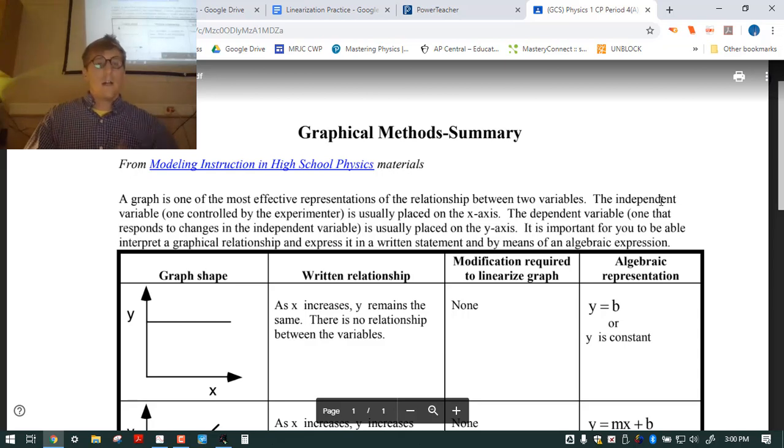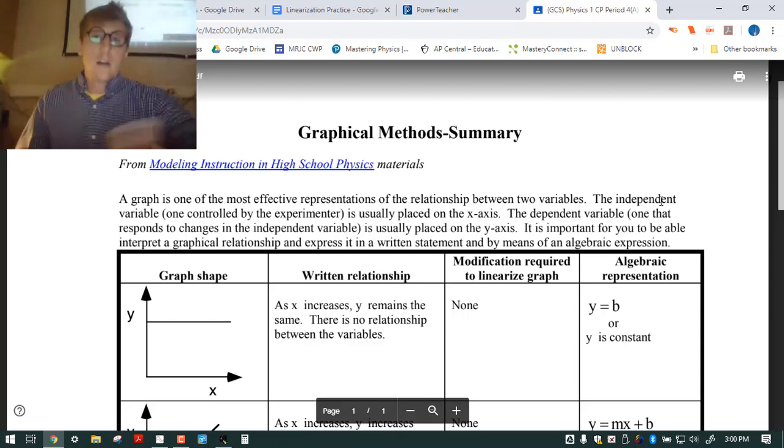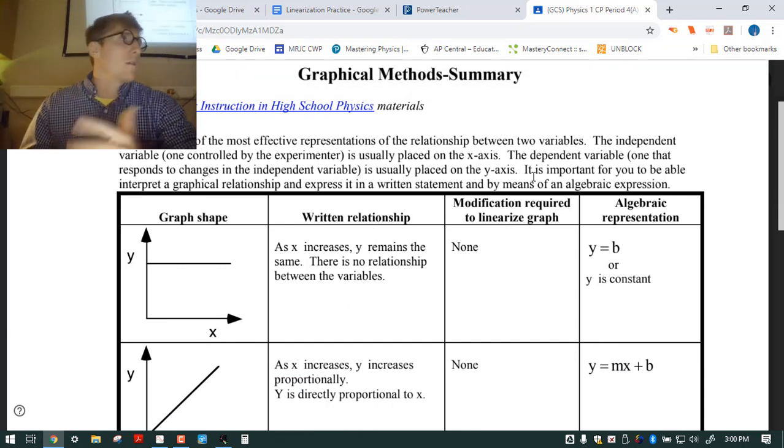Like I said, it's on the Google class page. This is called Graphical Method Summary. It just kind of talks about what a graph shows us as far as information.